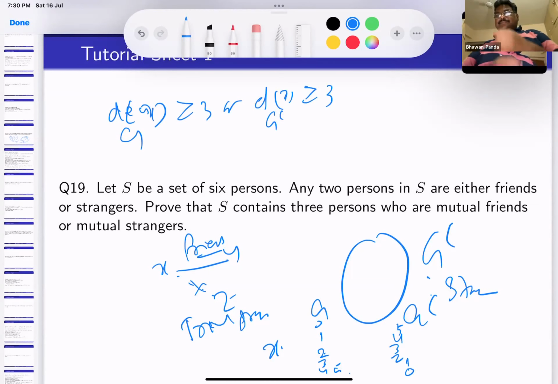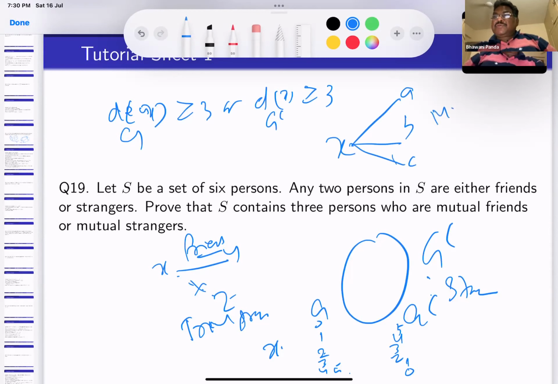So A, B, and C are the neighbors of X. If they are mutually friends, if any of them is a friend, A and B are friends, or B and C are friends, or C and A are friends, then we got a triangle in G, right? Otherwise, A, B, C are mutually strangers. If any pair is friends, then with X they will form a triangle. So either 3 persons will be mutually friends, or they will be mutually strangers. Is this clear?